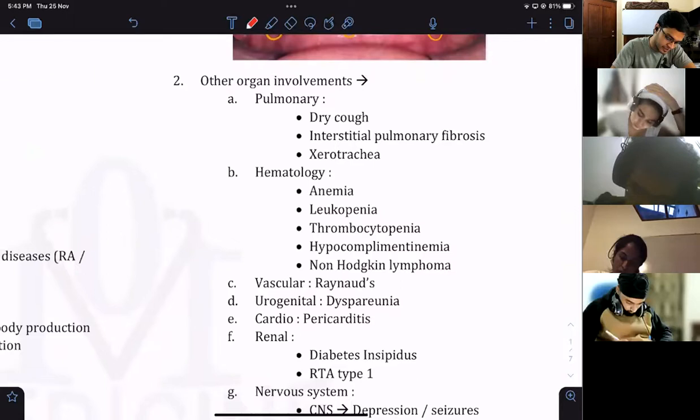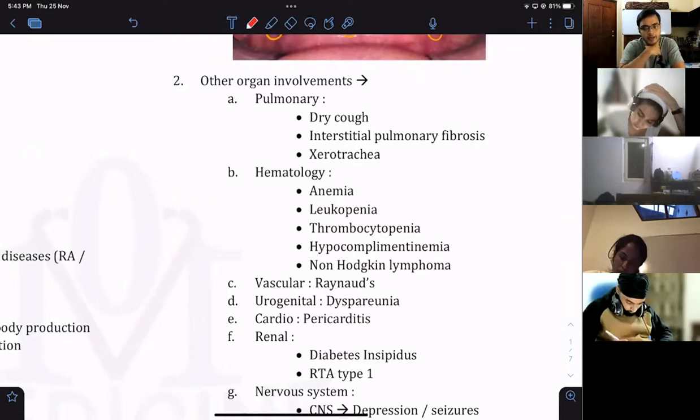These are now the other extraglandular manifestations. These ones, guys, might be there, maybe not. It can be or cannot be there, depending. But those first three, that triad, is almost always seen. Other organ involvements are not so common. It can happen, maybe not. Okay, let's have a look.